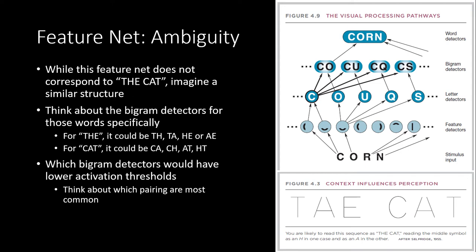All right, let's continue these examples and this time talk about ambiguity. We didn't talk about ambiguity when we were looking at the experiments around recognition of words. But this goes back to when you were able to read the cat, which is presented here. And again, notice that the H and the A are ambiguous. They both are ultimately the same stimulus representation, but could be represented in either way, depending on the context they're in. So while this feature net does still say corn, it works in a very similar process.